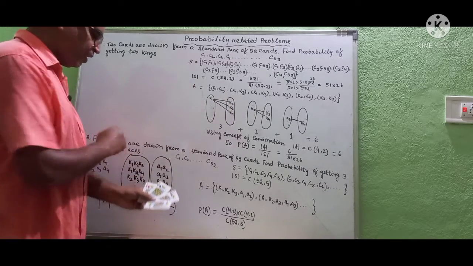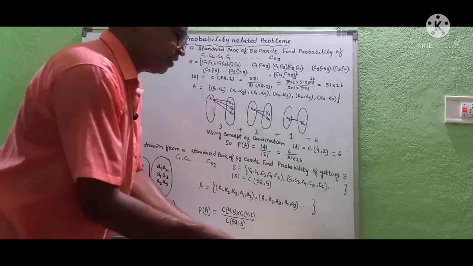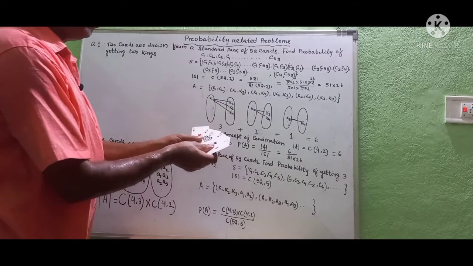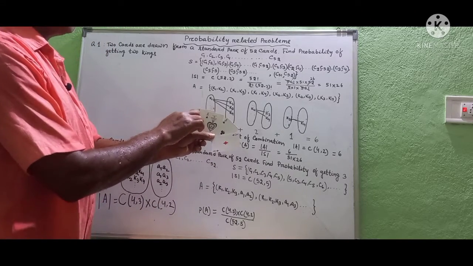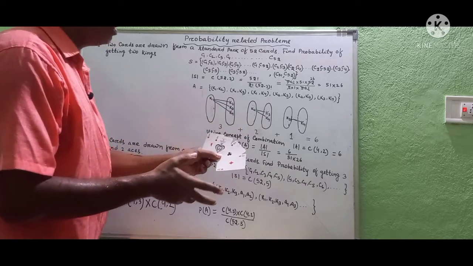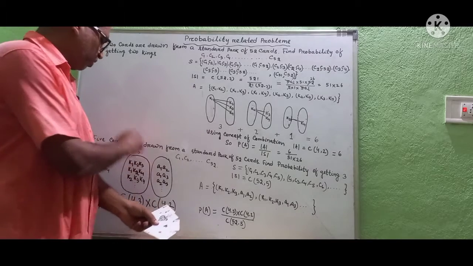That means C4,3. Here you see 2 cards. Any 2 cards. 2 cards from 4 cards. Out of 4, you will have to choose, you will have to take 2 cards. That means C4,2, you know.